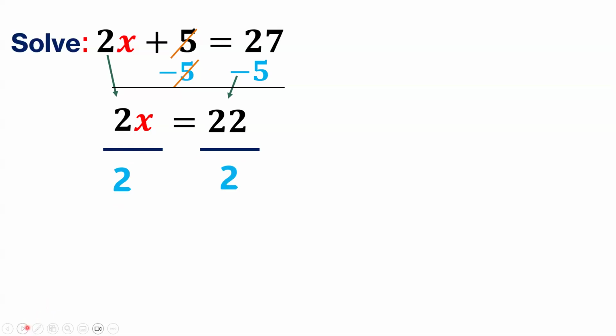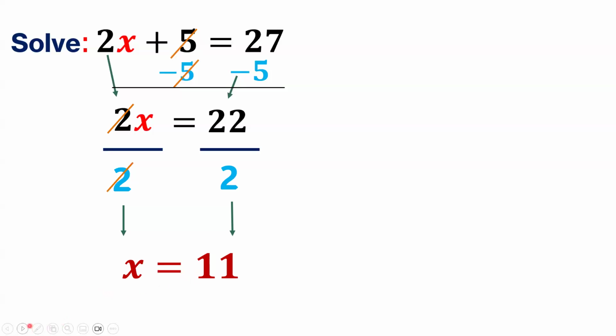So when you divide by 2, 2 divided by 2, like simplifying, dividing the numerator and the denominator by 2, you will get 1. 1x means only x. And on the right-hand side, you divide 22 by 2 equals 11. So my answer: x equals 11.